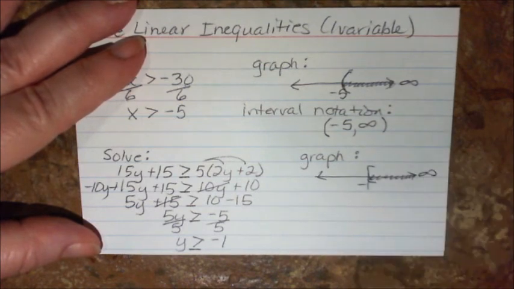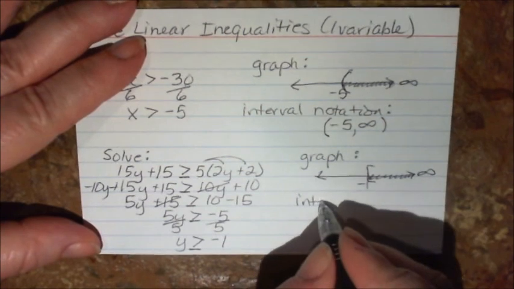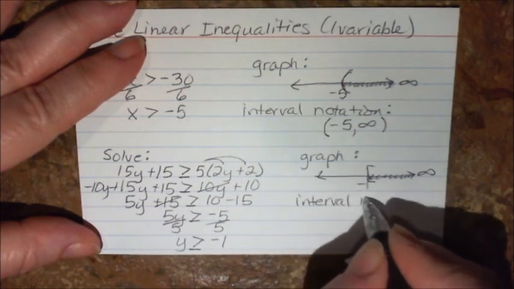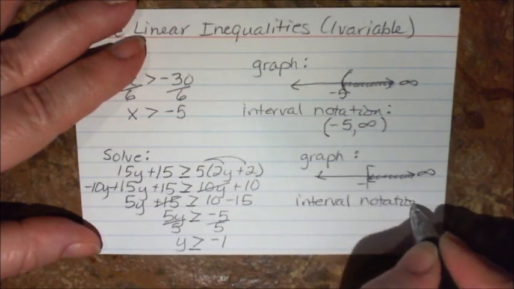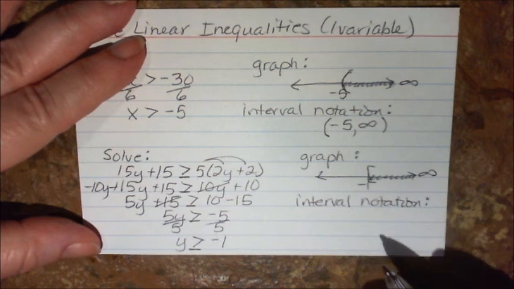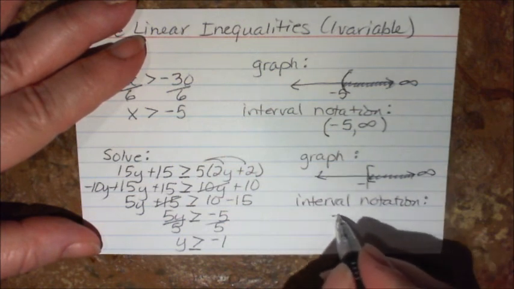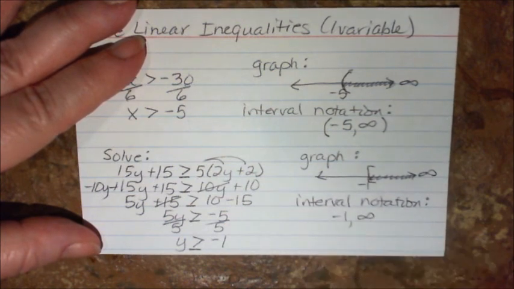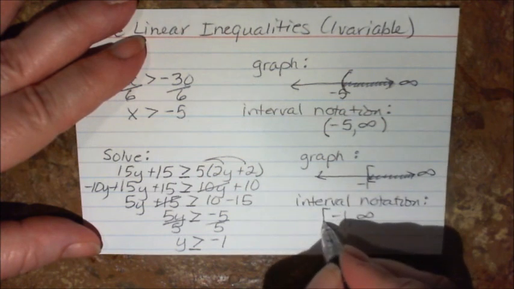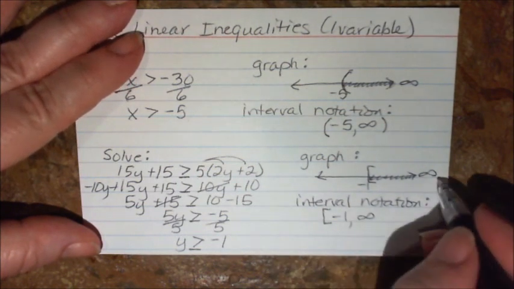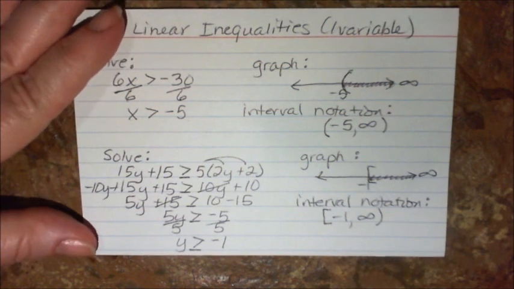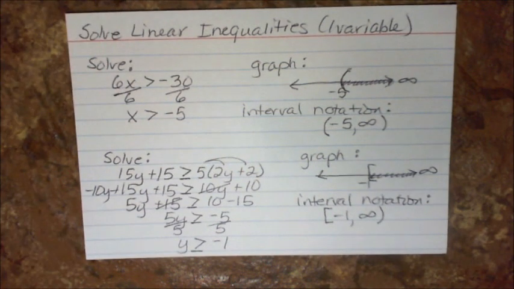And again, if we want to write the interval notation, we would begin with negative 1 and end with infinity, reading that left to right. We do include negative 1, so it's a bracket to open, and infinity always gets a parenthesis. It shows the solution set in several different ways.